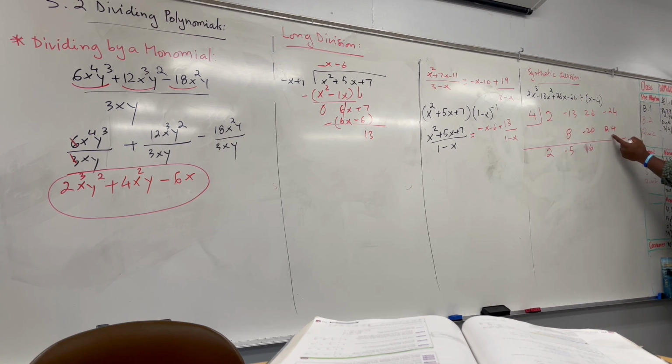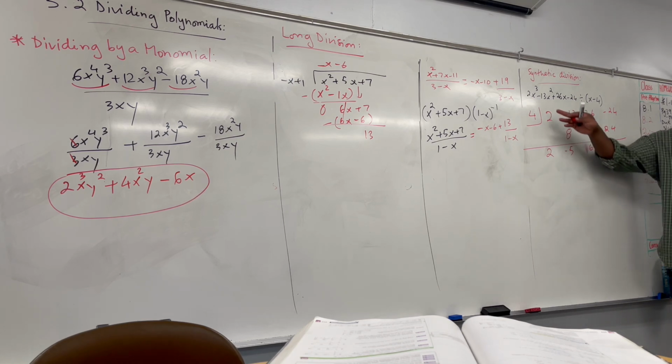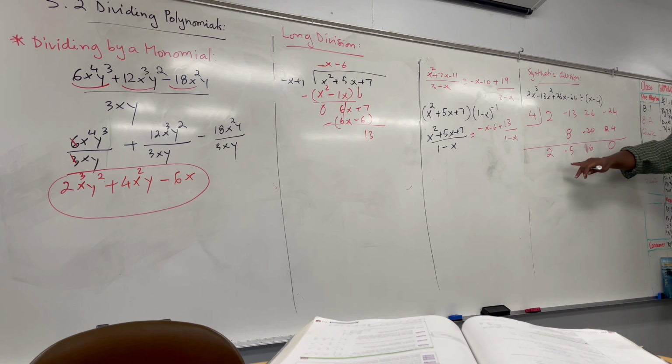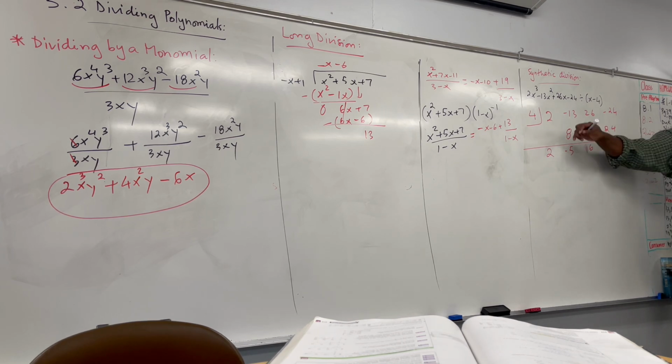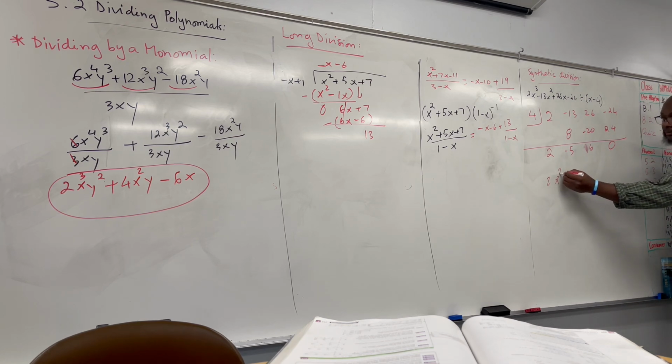Negative 24 plus 24? 0, right? So now what you do is this. When you divide this into this, what you do with the remainder, with what you have left, this number here is the leading coefficient of the next polynomial, right? Because this is x cubed, this now is going to be 2x squared. So the solution will be 2x squared minus 5x plus 6.